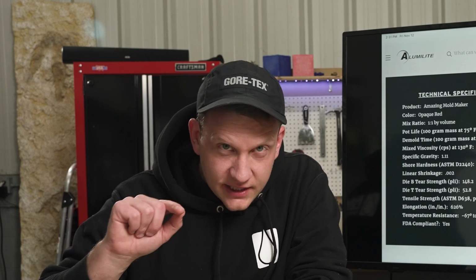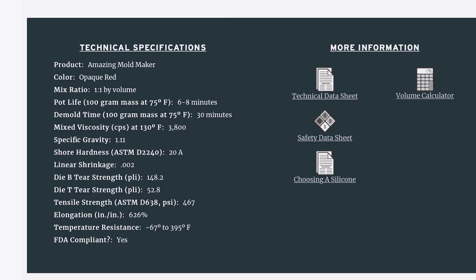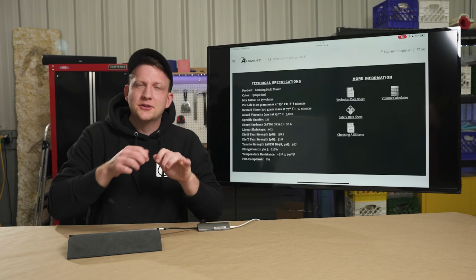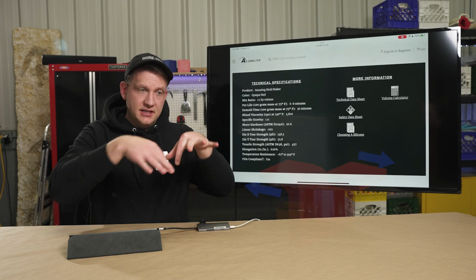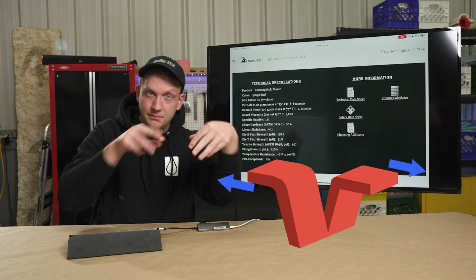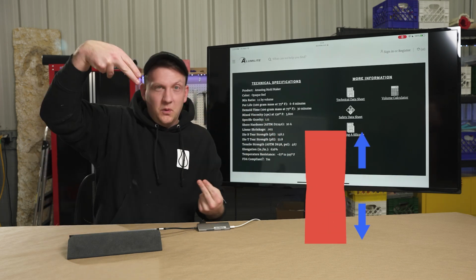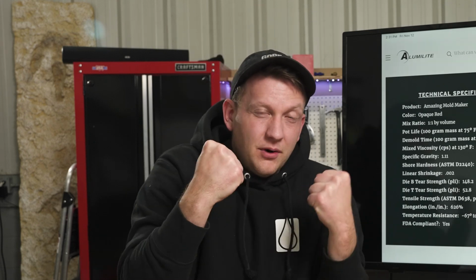So looking through this tech spec, here's what I see that I think we should talk about. Number one is that Shore hardness. Look, it's 20A. So remember, that's a different scale. The other thing are these Die B and Die T tear strength numbers. Those are two different tests that you can look up. The T is peeling a pre-cut piece of silicone, and Die B is pulling apart a pre-cut piece of silicone. They're just gonna tell you how durable and stretchy it is and how rough it's gonna be for you while you're trying to demold the piece.